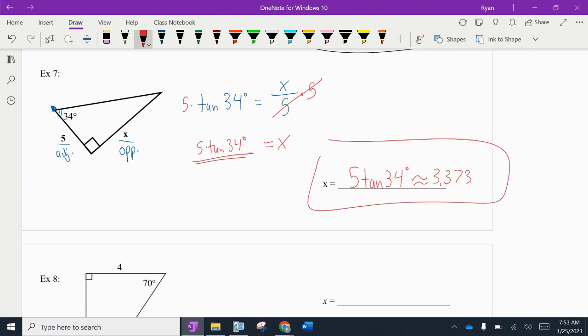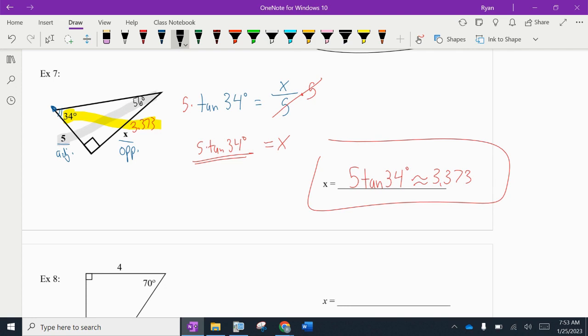And I can make a quick check of this one. If I think that this length is 3.373, my quick check is 34 degrees is across from that side. This length of 5 is across from the other angle. Well, I know it's a right triangle. These two angles are complementary. 90 minus 34 would mean that this angle is 56 degrees.